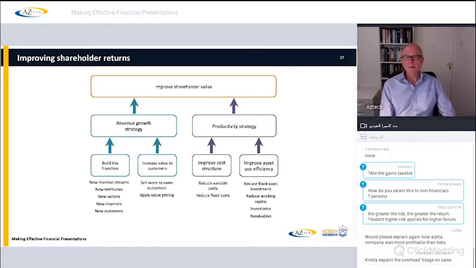Productivity strategies are focused around improving the cost structure, finding effective ways of reducing variable costs and fixed costs without affecting quality or efficiency, and looking at ways of improving asset use efficiency, so becoming more efficient, reducing investment in inventories and receivables. And so when we have this understanding of what's driving this key financial measure, it allows us to put this in a strategic context and build this into our financial presentations.